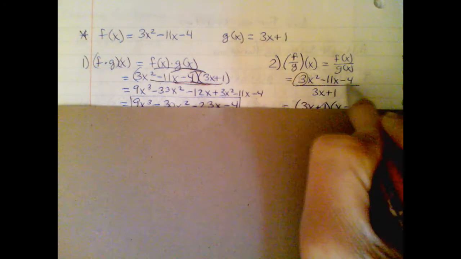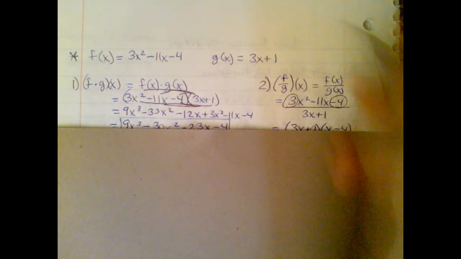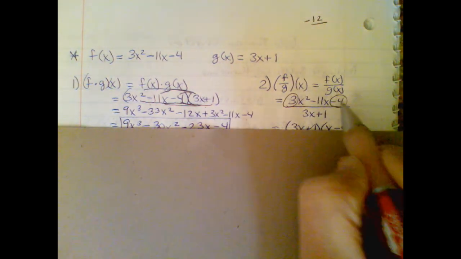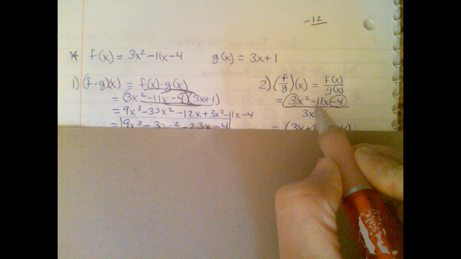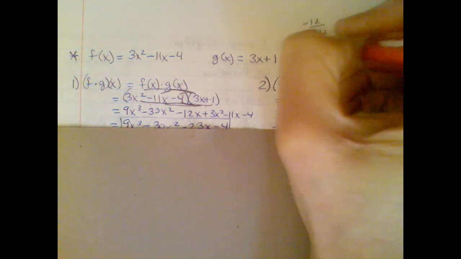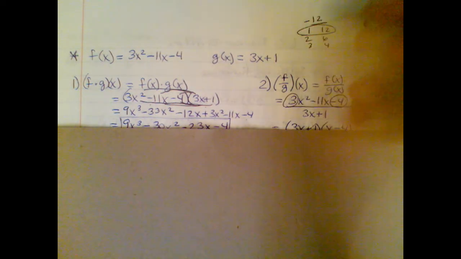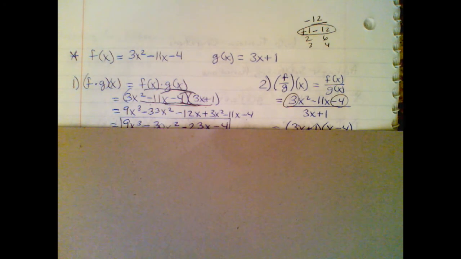So then we're going to take our 3 times our negative 4, we get negative 12, and then we're looking to see what multiplies to negative 12 but adds up to that middle term, negative 11. So we have 1 and 12, 2 and 6, 3 and 4. The combination would have to be 1 and 12. The 12 would be negative, the 1 positive, and then we have to do our grouping.